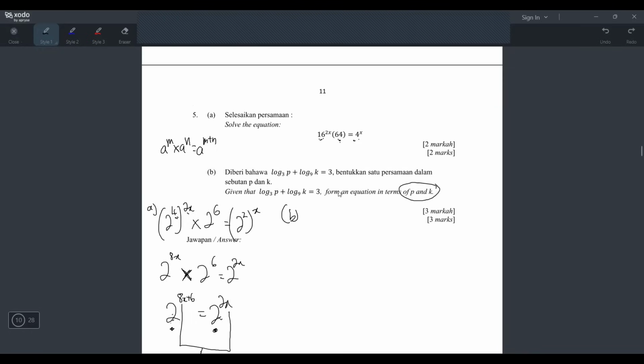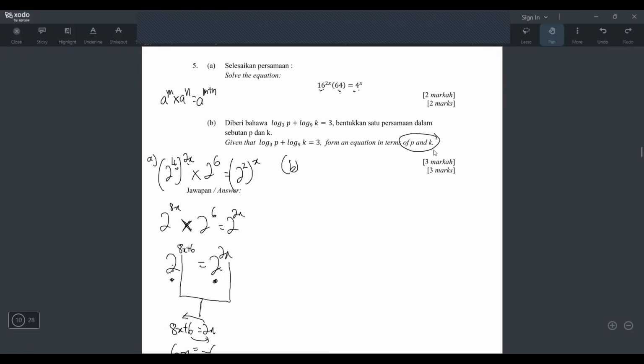k. So they never ask you to write p in terms of k or k in terms of p. They just said form an equation in terms of p and k. So I just have to make sure my final answer only has p and k. That's all. They never said p has to be single, or make p the subject, or make k the subject. No need to do that. They just said form an equation in terms of p and k.